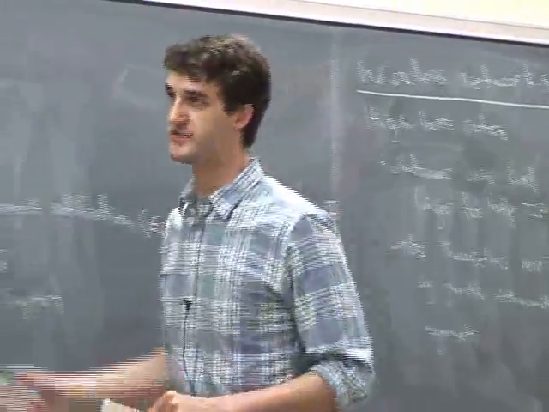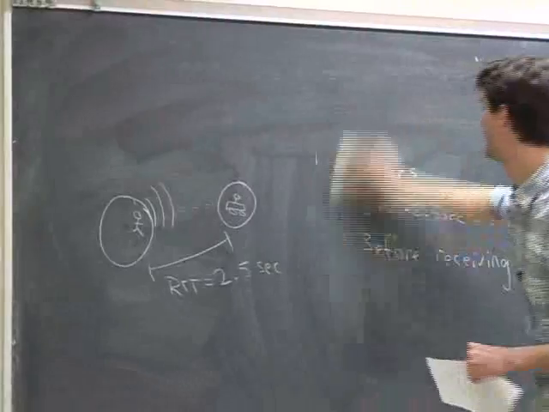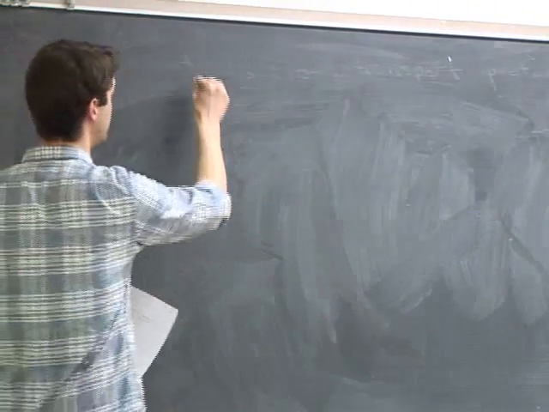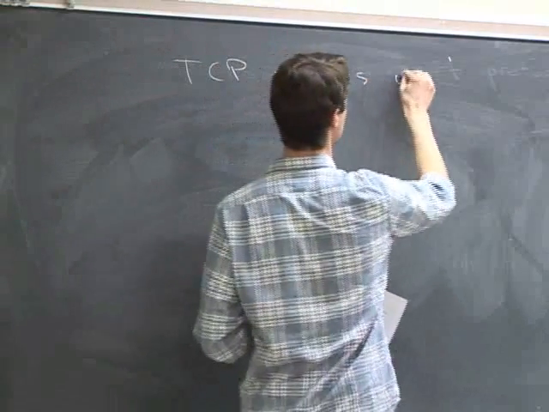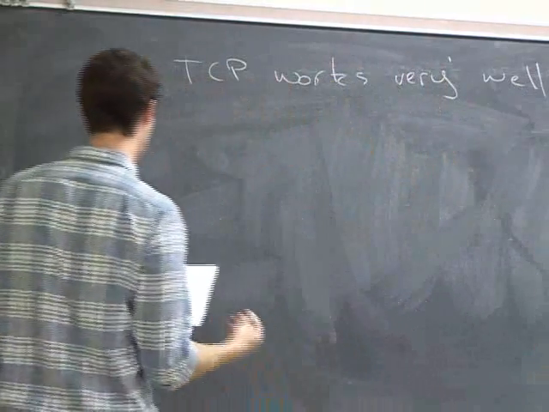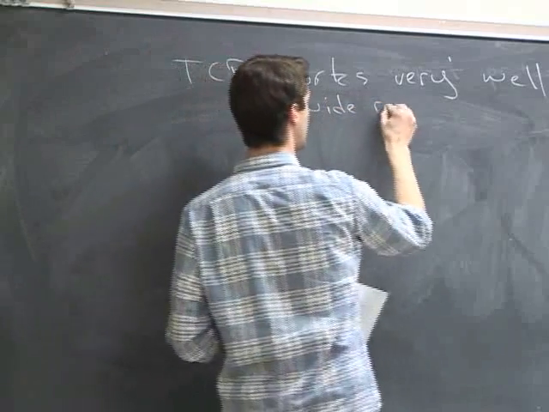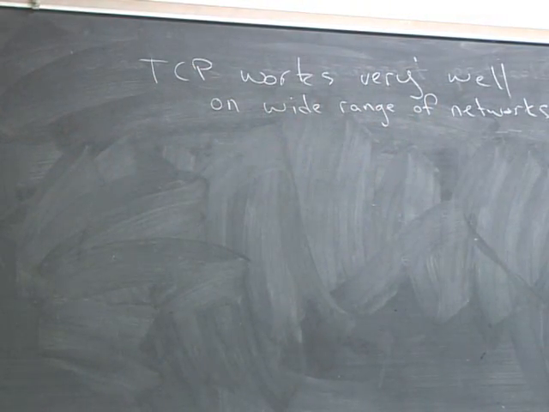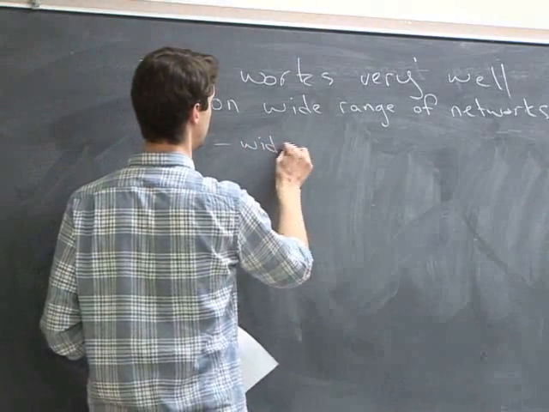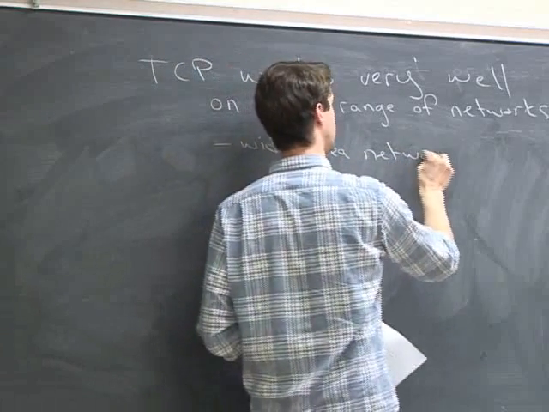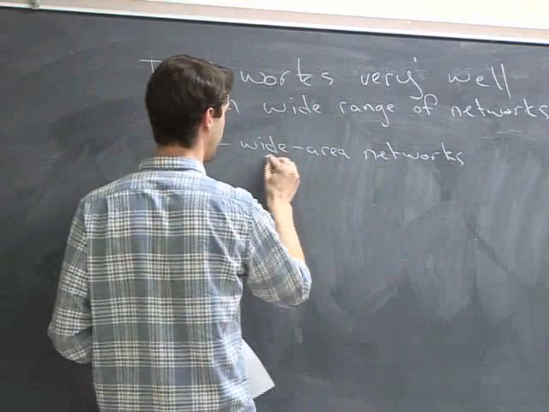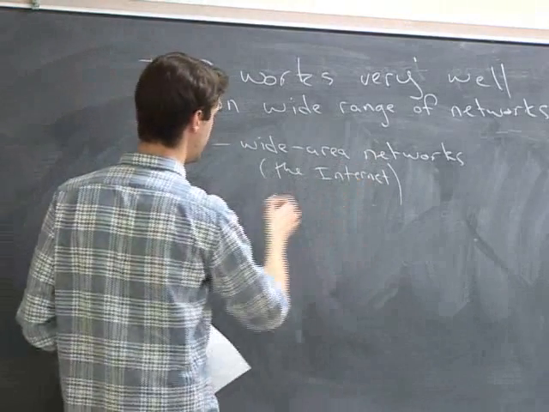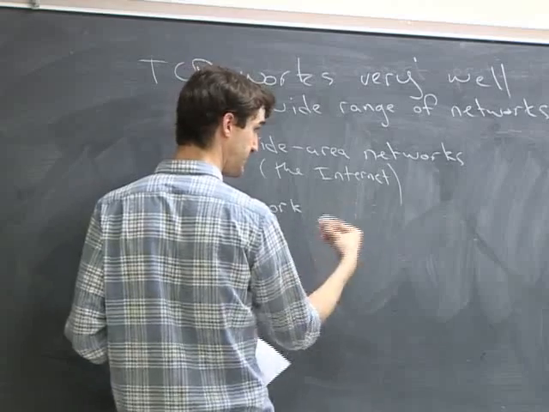Now, this entire lecture, I have been hammering on TCP, saying it's not very good and so on. But it turns out TCP, in general, does work really well. TCP works very well on a wide range of networks, and in particular, it works really well on the networks that it was designed for, which are wide area networks. And this is what the internet is. It works well on a wide range of round trip times.